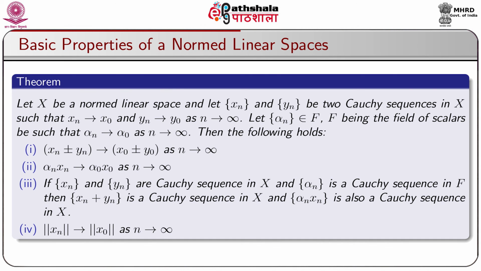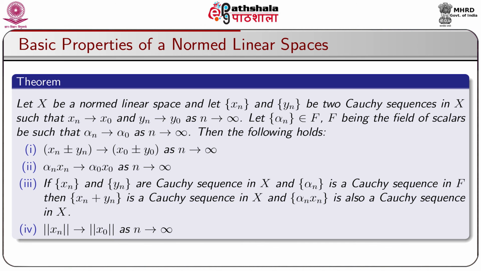Now, we have a theorem which is analogous to the theorem in real analysis. Let X be a normed linear space and let the sequences xn and yn be two Cauchy sequences in X such that xn converges to x naught and yn converges to y naught as n tends to infinity, where x naught, y naught belong to X. Let alpha n be a sequence of scalars taken from F, where F is the field of scalars, such that alpha n goes to alpha naught as n tends to infinity.